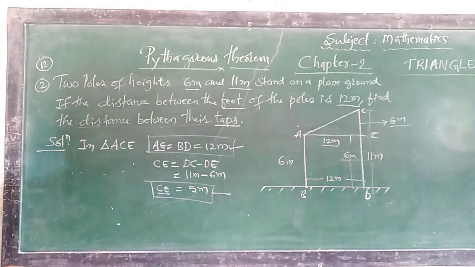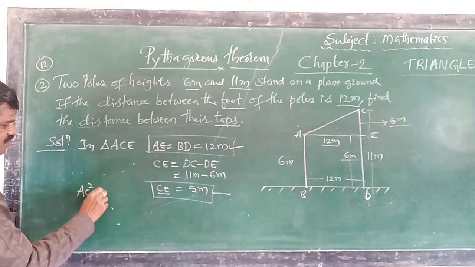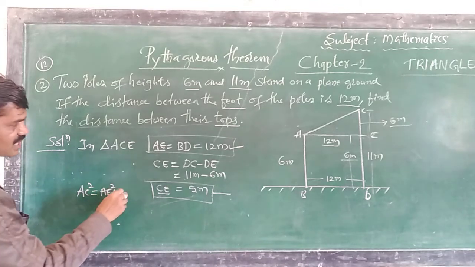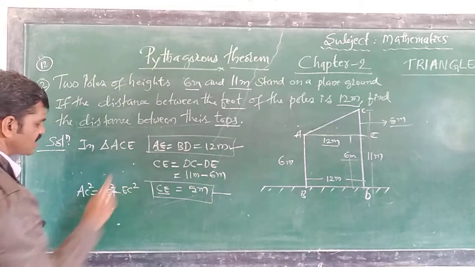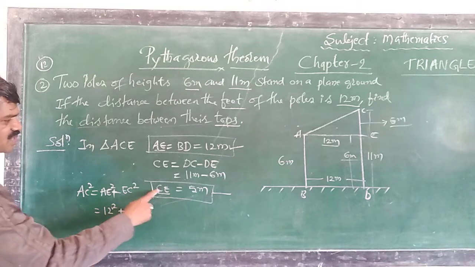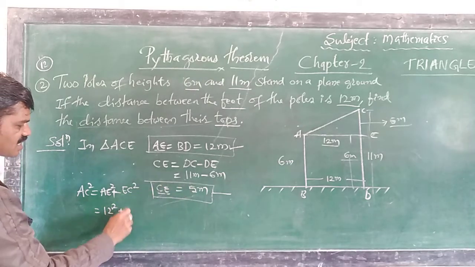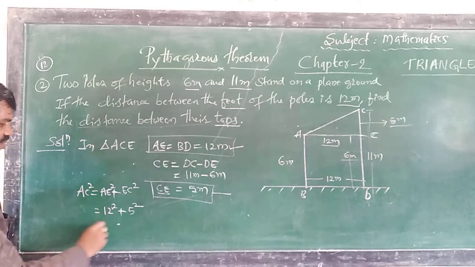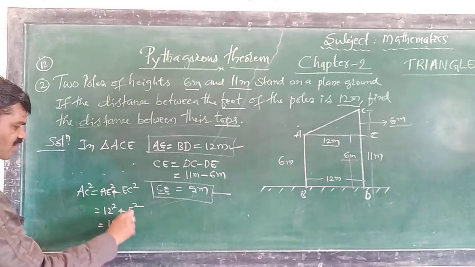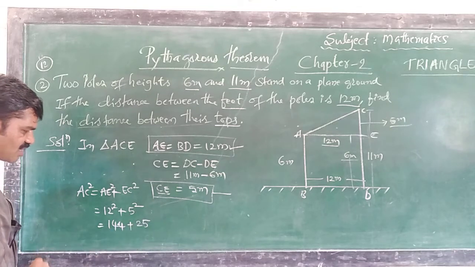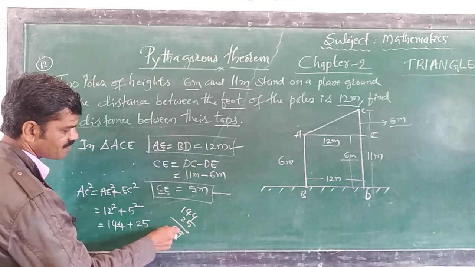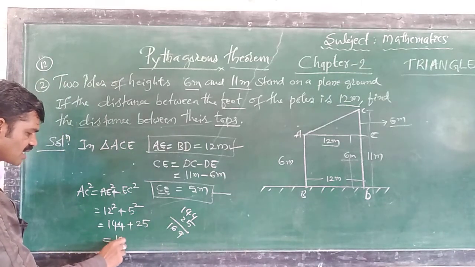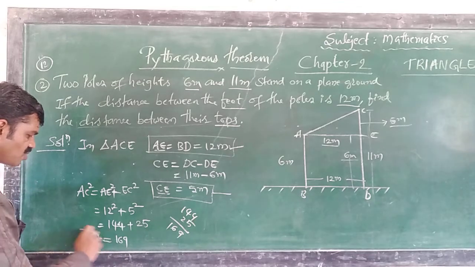Then by using Pythagoras theorem, AC square is equal to AE square plus EC square. AE is 12 square, EC is 5 square. 12 square is 144, 5 square is 25, 144 plus 25 is 169. AC square is equal to 169.